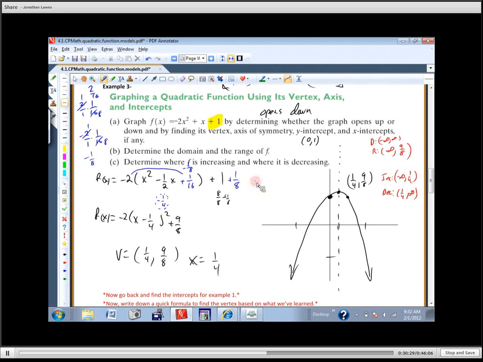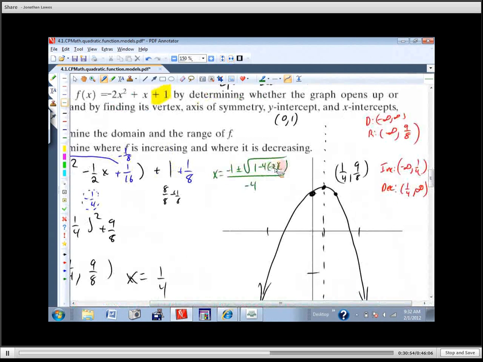This is going to be x equals negative b, so that's going to be negative 1 plus or minus 1 squared, so that's a 1, and then minus 4 times a times c. Now, I always write this 4ac stuff out, and then the bottom's going to be 2 times a, so that's going to be a negative 4. What's a? A is negative 2. And c is 1.